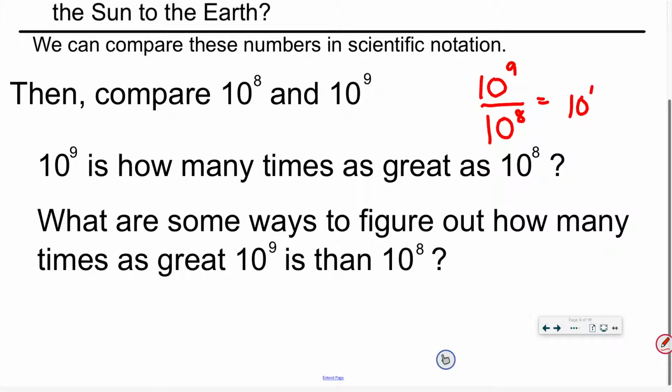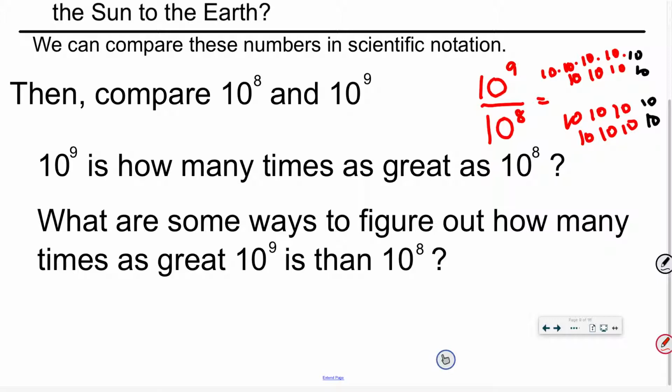Now, is there another way I could have proven that it's 10? Did I have to do the rule here and subtract? What could I have done, if I really needed to know? Yeah, I could have broken it out and done 10 times 10 times 10, 4, 5, 6, 7, 8, 9. And then down here, I could have done 8 of them. And then when I found my big ones, I'm left with 10. You could have done that as well.